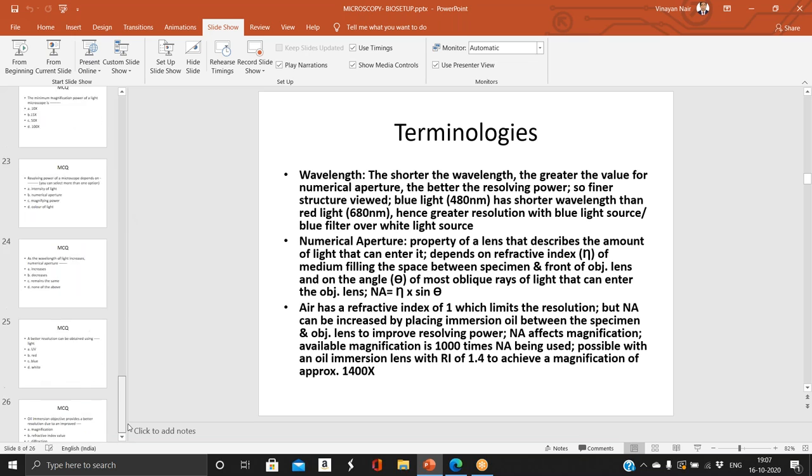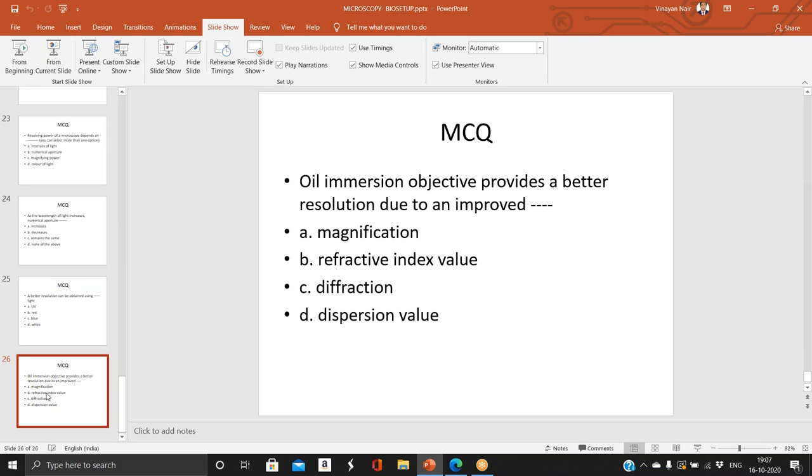Now tell me the answer for this. Oil immersion objective provides a better resolution due to an improved dash. Give me the answer in the chat box. B, refractive index value. Very good. So Shalini, you have made it clear first, then you got confused and you made it incorrect.